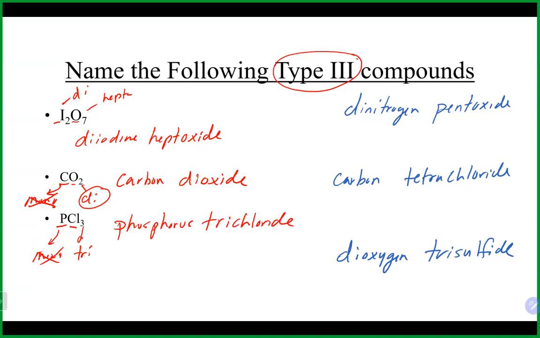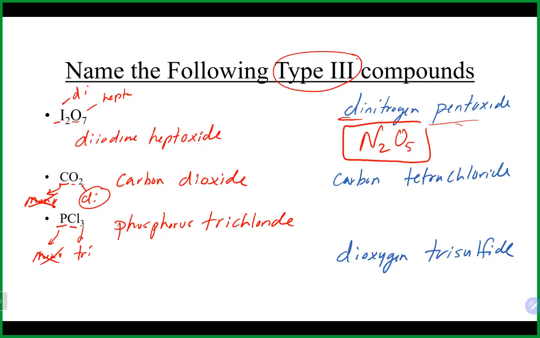So pretty straightforward. Just pick the right prefix and don't overthink it. Now, the right-hand side, in my personal opinion, is probably the easiest of all of it, which is writing the formulas for these guys. And that's because when I look at this, I see prefixes, which tells me it's type 3. So I just need to write essentially what it says. So di is 2, nitrogen is N, penta is 5, oxide is oxygen. And now I am done with the formula. So, I mean, they should take you like a second to pretty much do these type 3 guys.